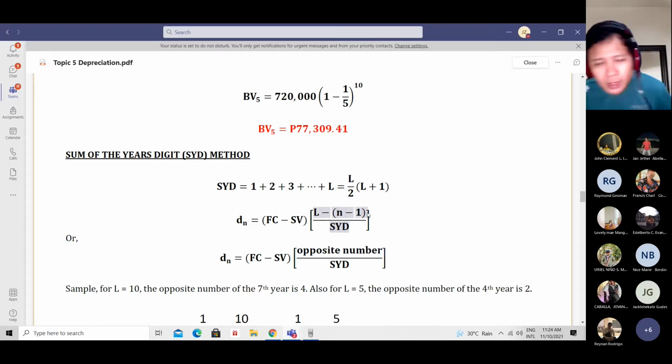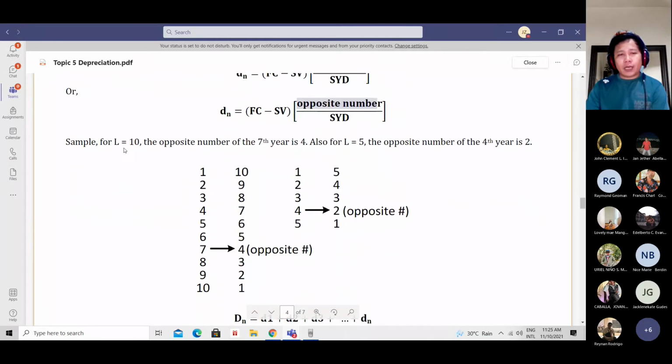Now, you have your opposite numbers because what if you forgot L minus N minus 1? What if you forget this? There is a shortcut for L minus N minus 1. The shortcut is just to determine the opposite number. How do you determine the opposite number? Sample: for L equals 10, the opposite number of the 7th year is 4. Write down 1 to 10, then write the opposite, 10 to 1. The opposite of 7 is 4. What if you have a life of 5 years? Write down 1, 2, 3, 4, 5 and then also write down the opposite, 5, 4, 3, 2, 1. The opposite of 4 is 2.